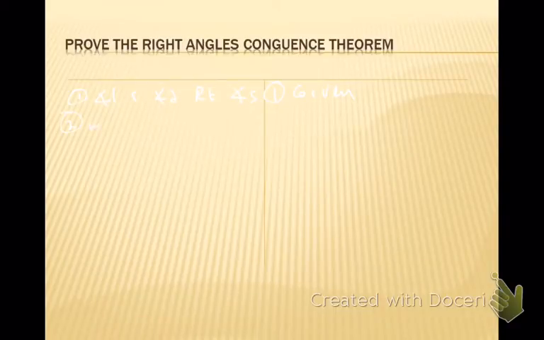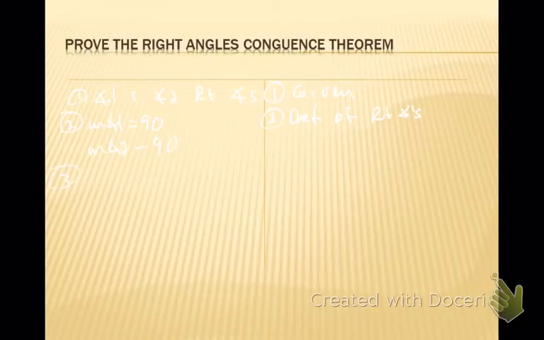Well, hopefully you're saying that the measure of angle 1 is equal to 90 and the measure of angle 2 is equal to 90. Now they're using the same reason, which is the definition of right angles. That's what tells us that if an angle is a right angle, that its measure is 90 degrees. So since they're using the same reasons, we can put them in the same statement. So angle 1 is equal to 90, angle 2 is equal to 90.